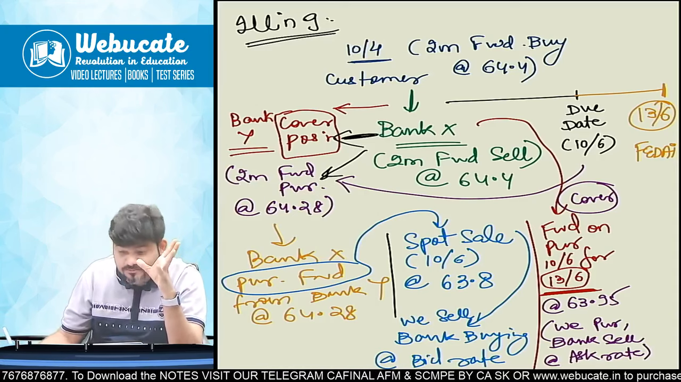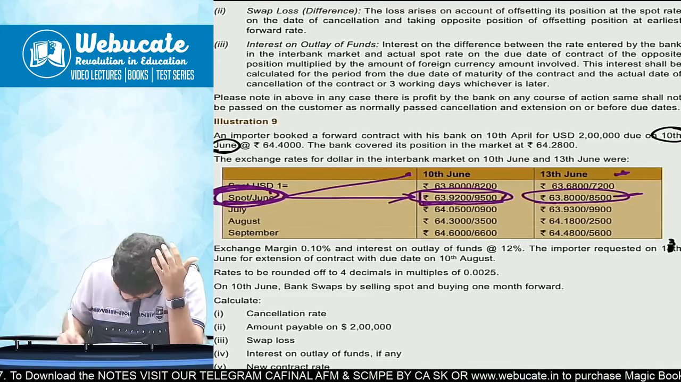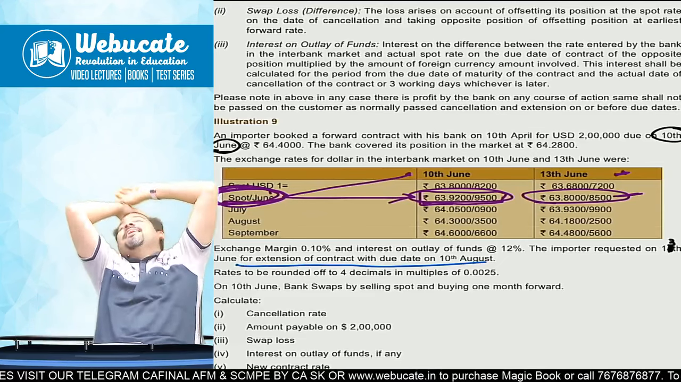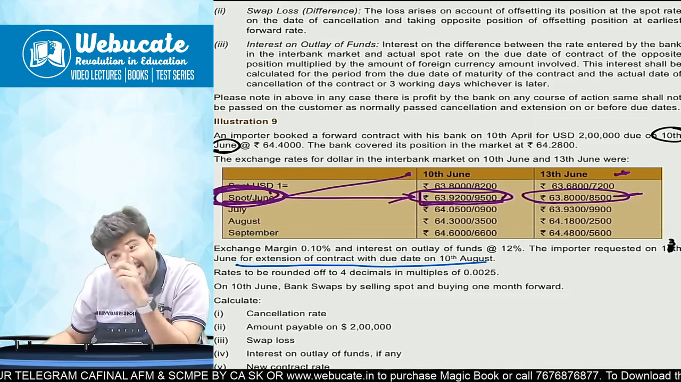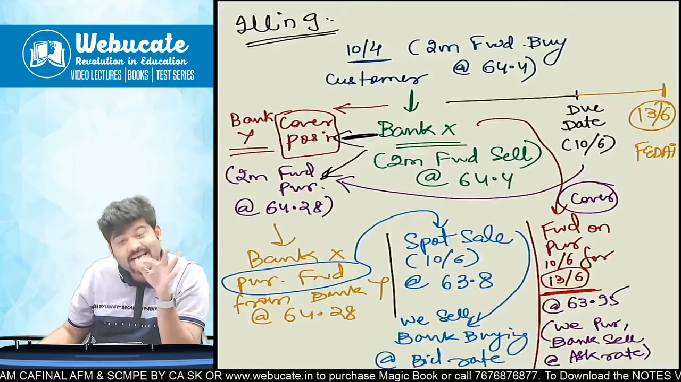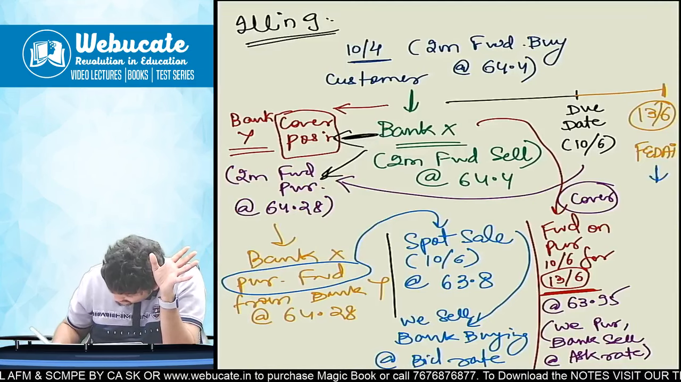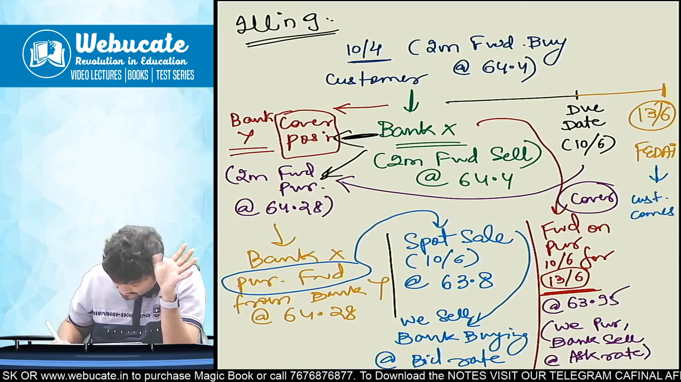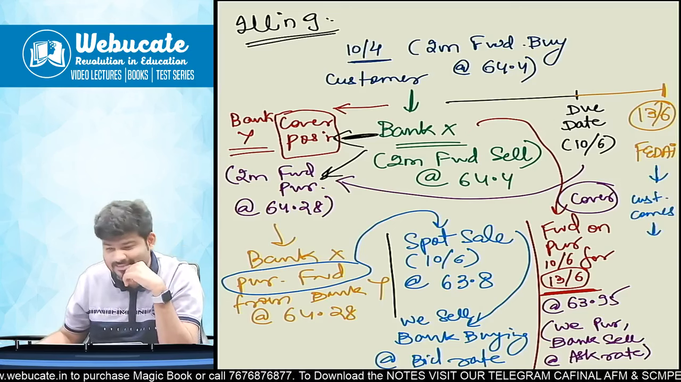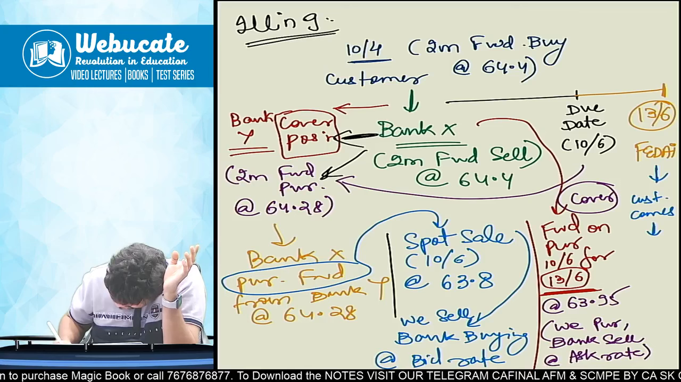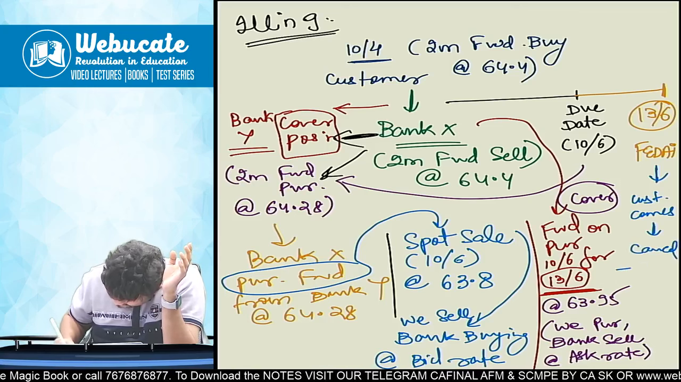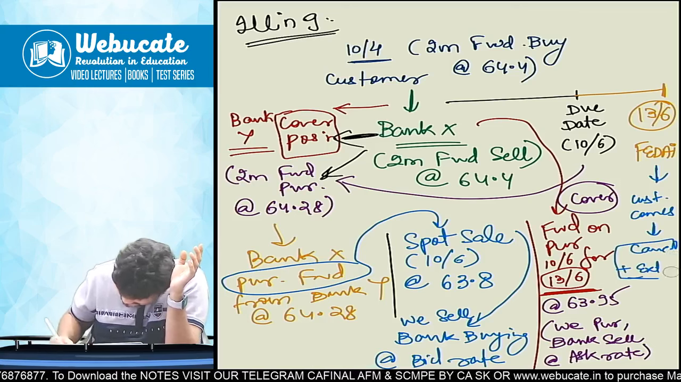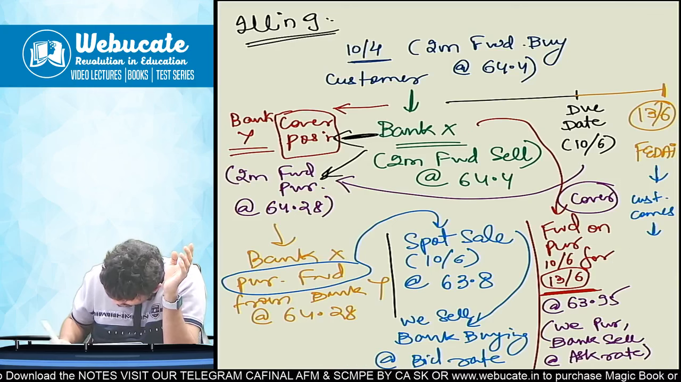Now that customer comes on 13th June and asks for extension. Oh, jeez. So now we will have to cancel and extend, a late extension, late cancellation. So now what is going to happen? Customer comes, and extension is going to happen: cancel plus extend. So we'll just write down extension is going to happen.